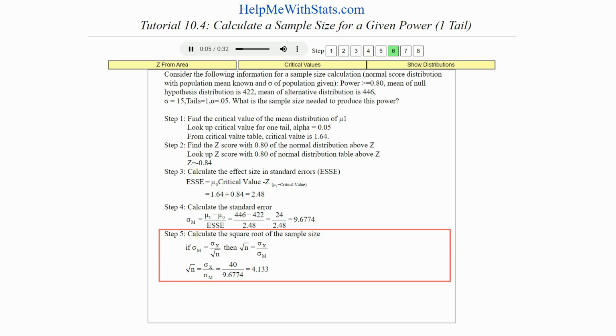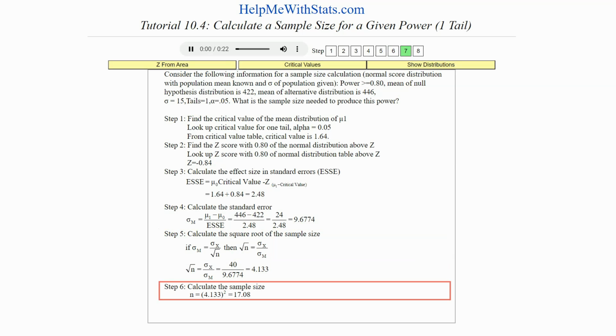Now that we have the size of the standard error, we can use that standard error to calculate the square root of the sample size. From the central limit theorem, we know that the standard error is the standard deviation divided by the square root of the sample size. We can rearrange the terms of this equation to isolate the square root of the sample size on the left side of the equation. Here, the square root of the sample size is equal to 40 divided by 9.6774, which works out to 4.133.